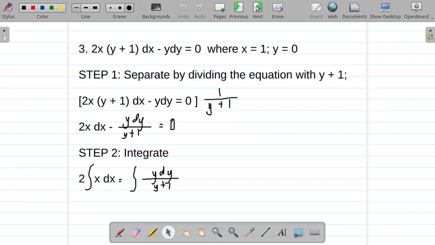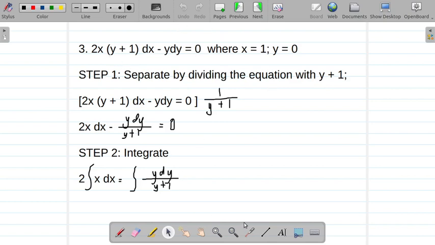Next example is 2x(y plus 1) dx minus y dy is equals to 0, where there is a value for x: x is equals to 1 and y is equals to 0. So, step 1 to solve the equation is first separate this equation by dividing the equation with y plus 1.